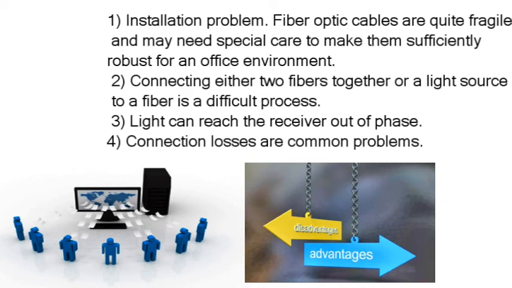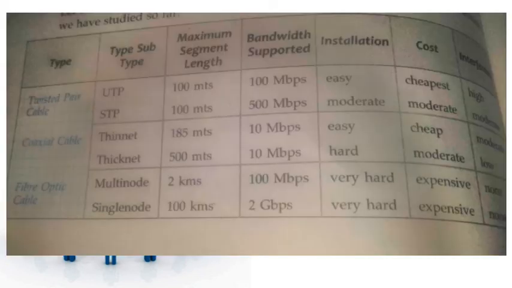The types of fiber optic cables can be single mode, which supports up to 2 km and a bandwidth of 100 Mbps, and multimode, with 100 kilometers and a bandwidth of 2 gigabytes per second. Here you can see on the screen the fiber optic cable. Now you have the difference of the guided media compared by cost, interference, installation, bandwidth, and the maximum supported length. So this is the twisted pair cable, coaxial cable, and fiber optic, the difference between them and the types, and also the cost of installation. These are the basic differences of these three.